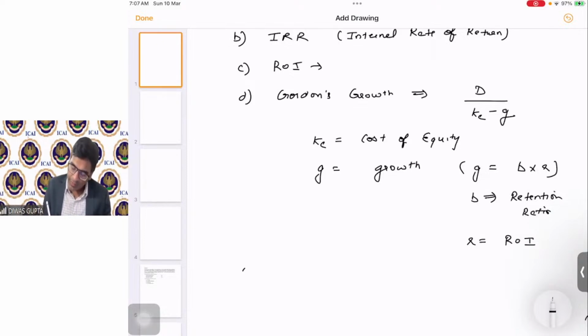I hope this is clear, students. Then the next part was on the terminal value.